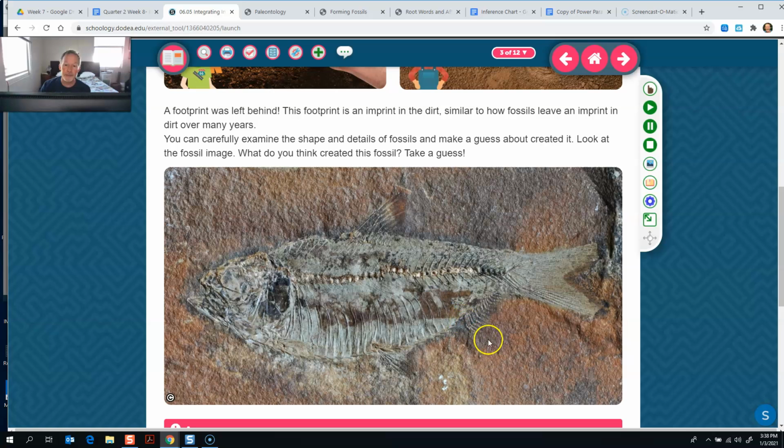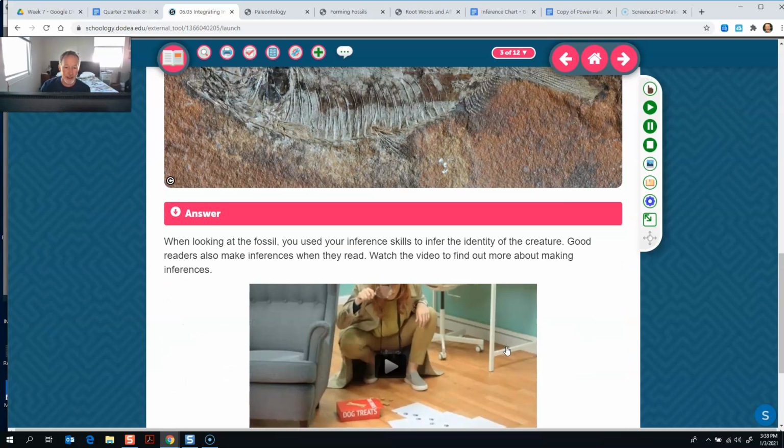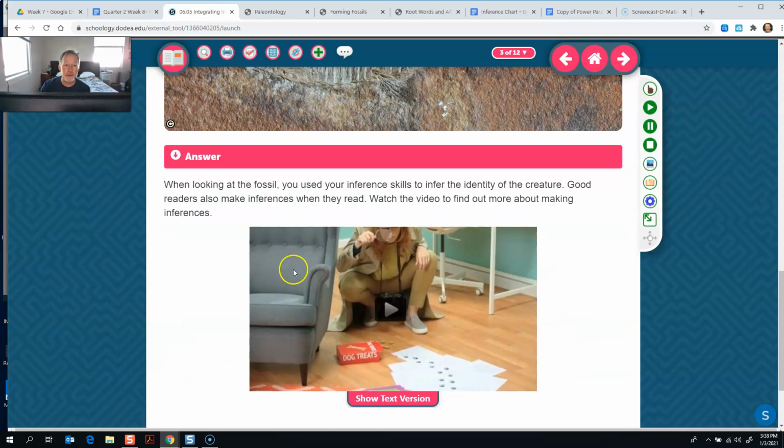So this fish was actually there because Nebraska used to be underwater. It was an inland sea. Okay, and they're going to be going over some inferences right here. Inferences mean you take the information from the text, you apply what you already know, and you come up with an inference or some way to explain it in your own words. That's what we're going to be working on.